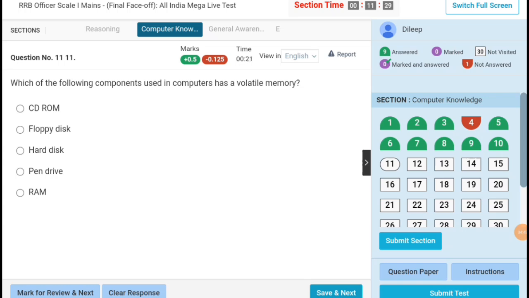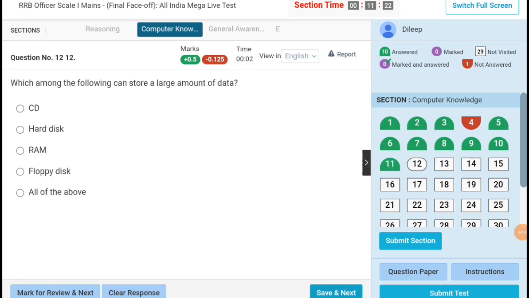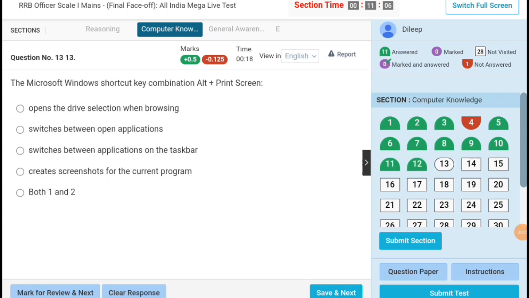RAM. Which among the following can store large amount of data? So I think CD. Hard disk, floppy disk, I think hard disk. Microsoft Windows shortcut key Alt plus print screen.